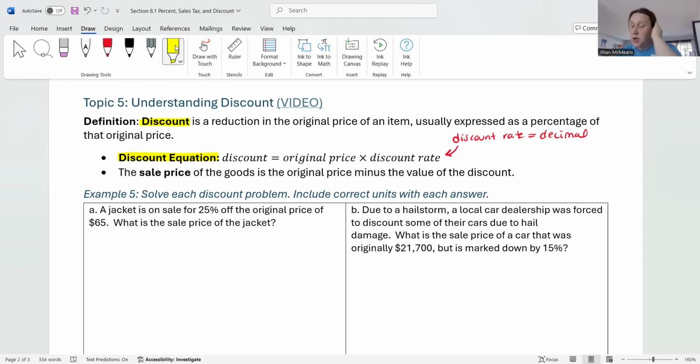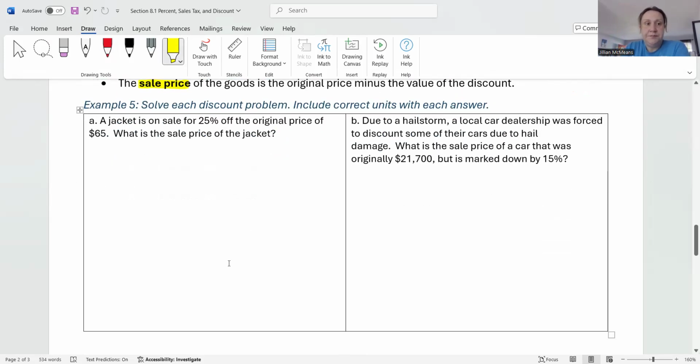Okay, now you could also be asked just what is the discount? Like how much is this price going to be reduced by? The second thing you could be asked is what is the sale price? Okay, so the sale price of the goods is the original price minus whatever the discount is. So minus the value of the discount. Okay, so let's see what we have here.